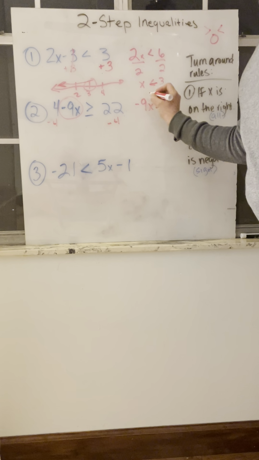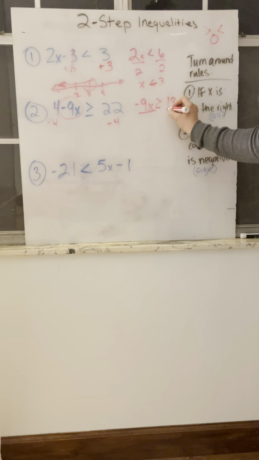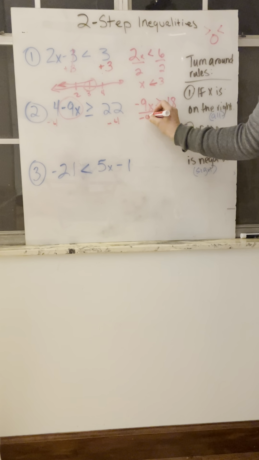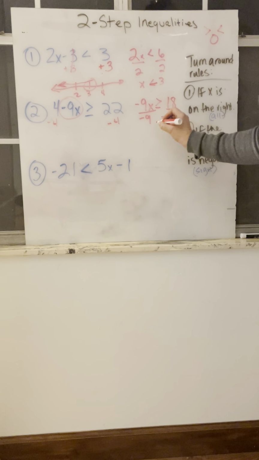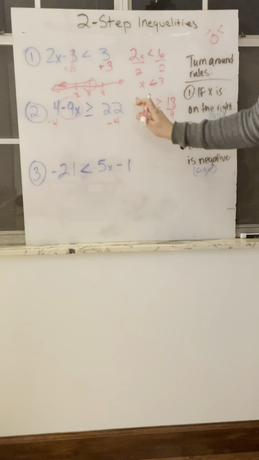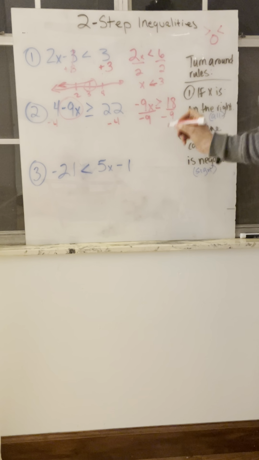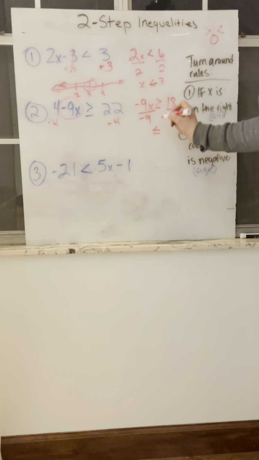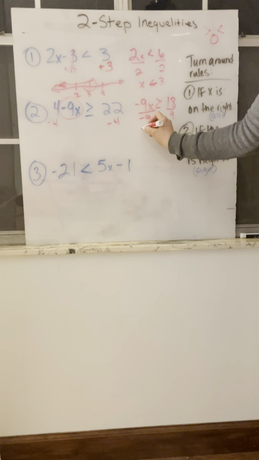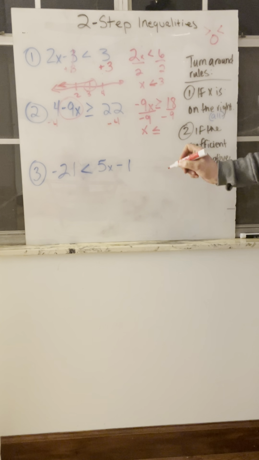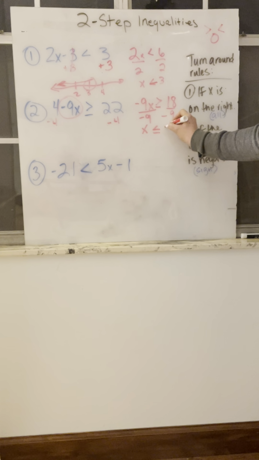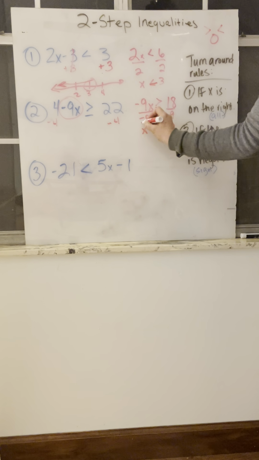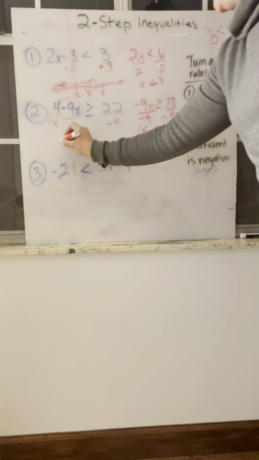Last step, it's negative 9 times x, so that means I need to divide both sides by negative 9. And I'm dividing by a negative, my coefficient's negative, that means I need to flip my sign to the other side. Okay, I went from this to this. And so then x is less than or equal to now negative 2, because 18 divided by negative 9 is negative 2. Circle that, I want to graph it.